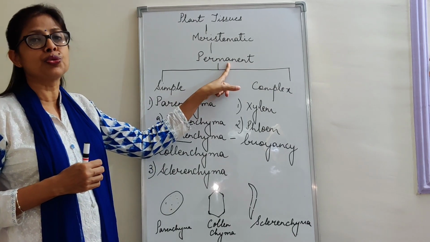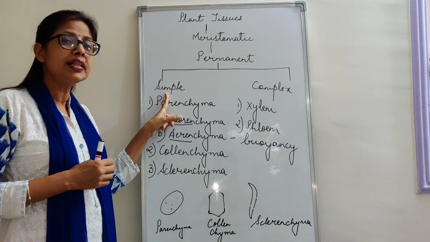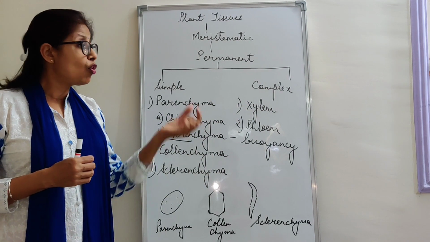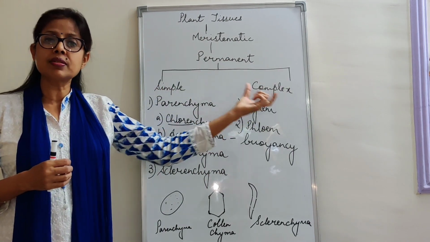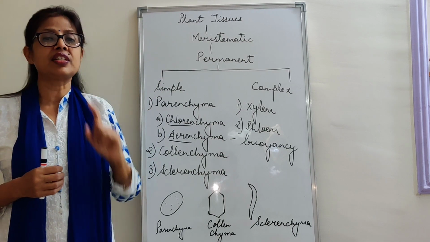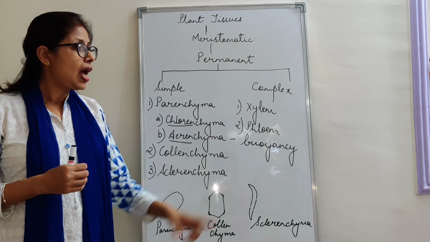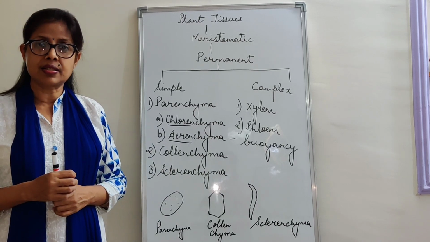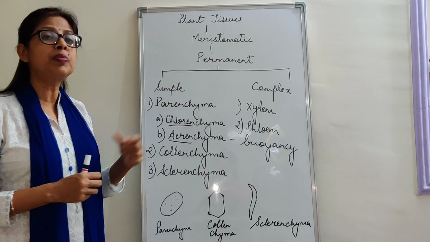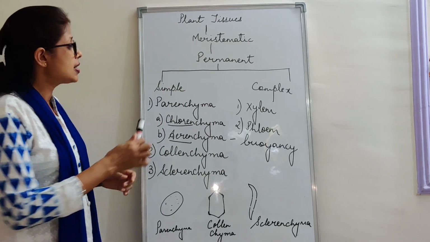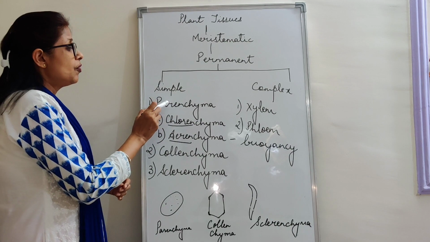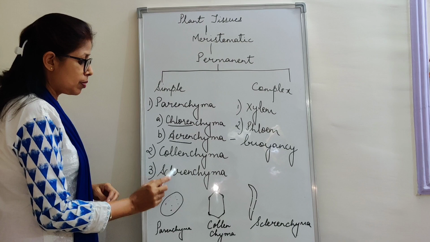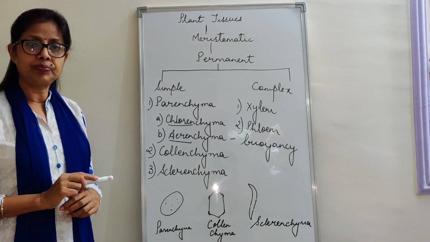This permanent tissue is then divided into simple permanent or complex permanent. What is the difference between simple and complex? Simple means there is only one type of cell, and complex means there are more than two types of cells. So first we will see simple permanent tissue. Simple permanent tissue is of three types: parenchyma, collenchyma and sclerenchyma.